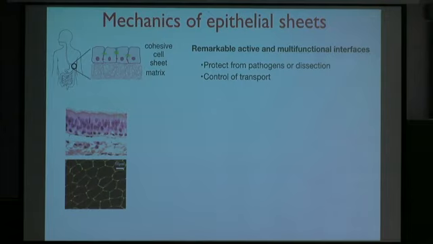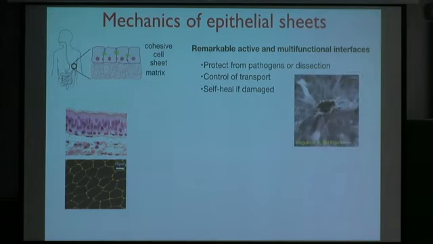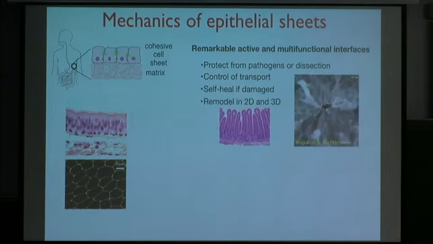So these sheets are remarkably active and multifunctional material interfaces. They protect us from many things, from pathogens, from desiccation. They control transport across these interfaces in many of our organs. They are also able to self-heal if damaged. This is an in vitro experiment that mimics a microscale wound healing. They can remodel in 2 dimensions and in 3 dimensions.